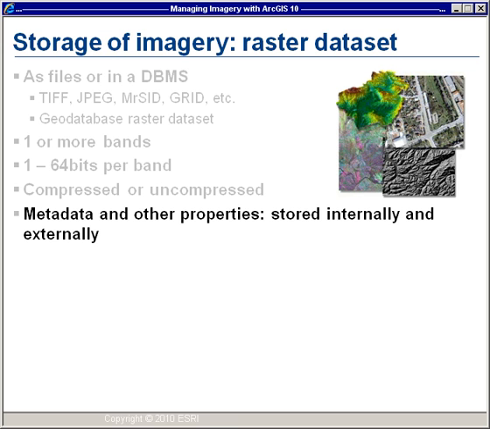Whether your data is stored as files on disk or in a geodatabase, there's properties associated with the imagery, such as a spatial reference or statistics. These are either managed within the format or externally. For example, your TIFF file can contain header information where the spatial reference is stored, or there may be an auxiliary file with the spatial reference information. A lot of people are familiar maybe with a world file that might have this.